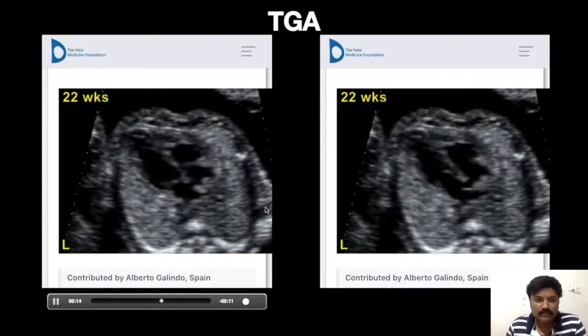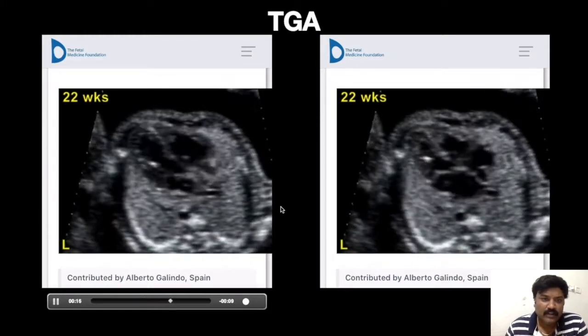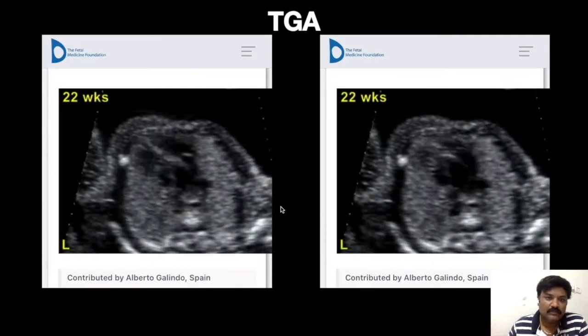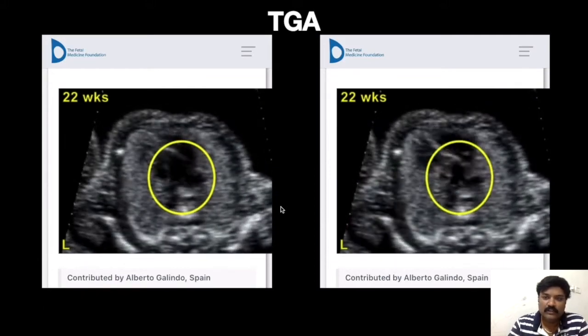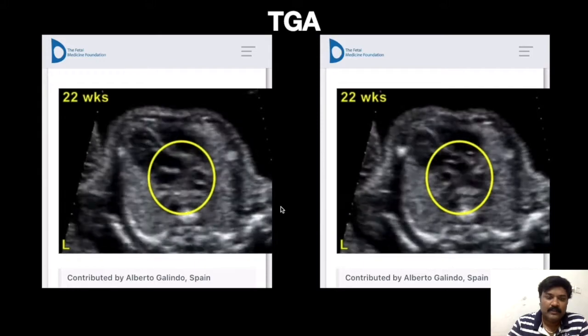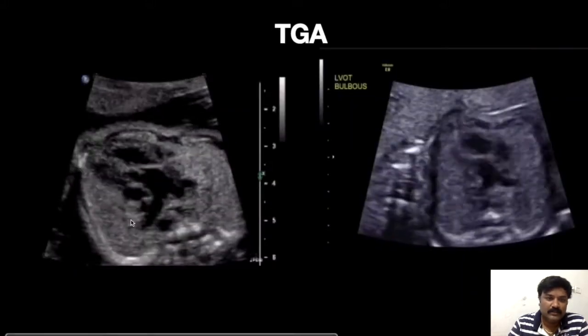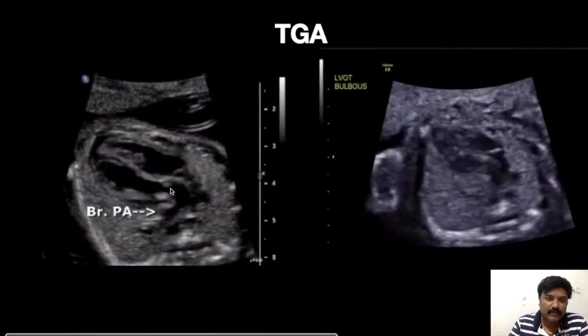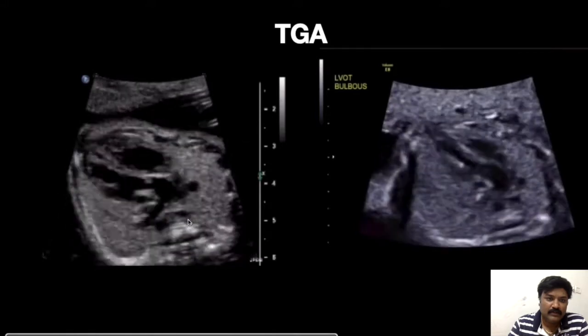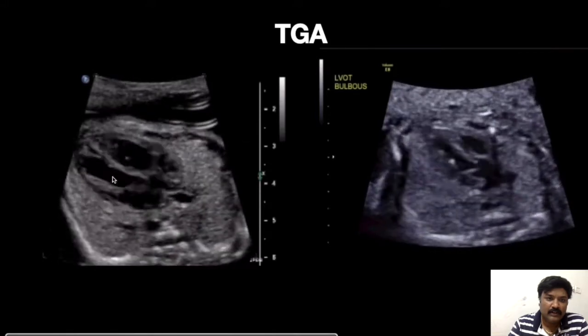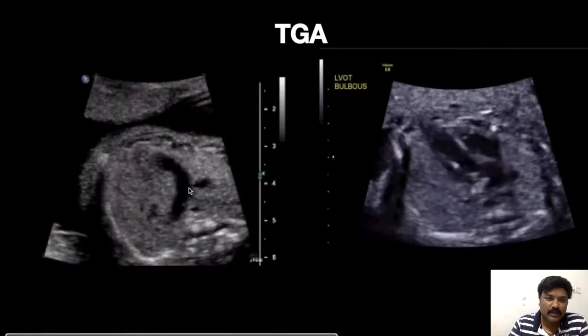Pulmonary artery arising from left ventricle and aorta arising from right ventricle. You can see in this case the pulmonary artery giving bifurcation. This is actually arising from the left ventricle, and the right ventricle giving rise to aortic arch.